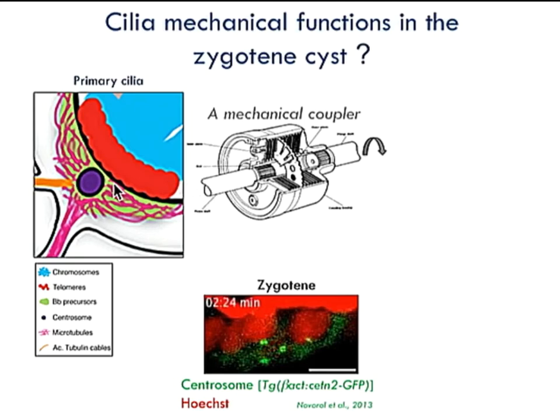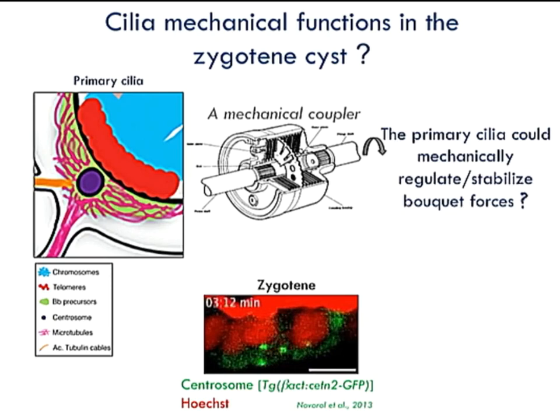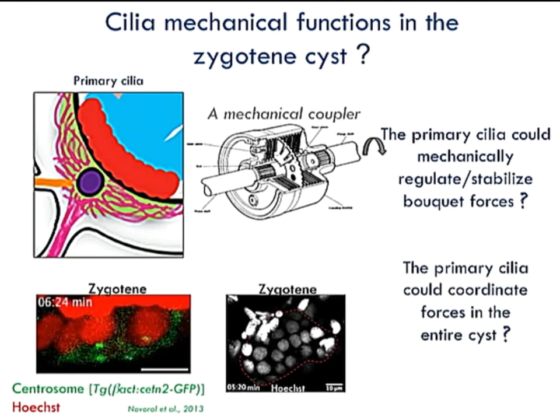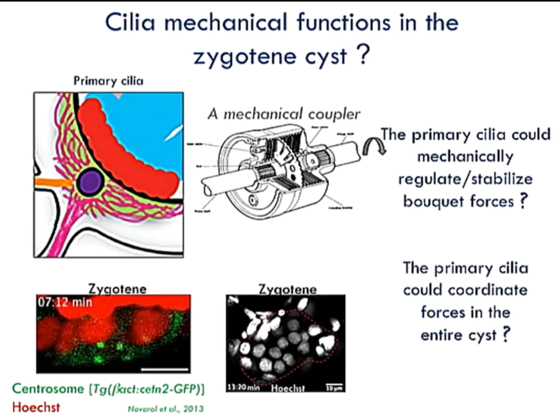And so we hypothesize that these primary cilia could mechanically regulate or stabilize the bouquet movements, either generating the forces or providing counter forces for the movements. And while this could be done intracellularly, those cables could also coordinate the movements across cells within the entire cyst.